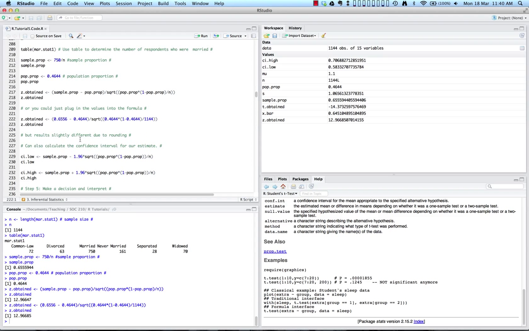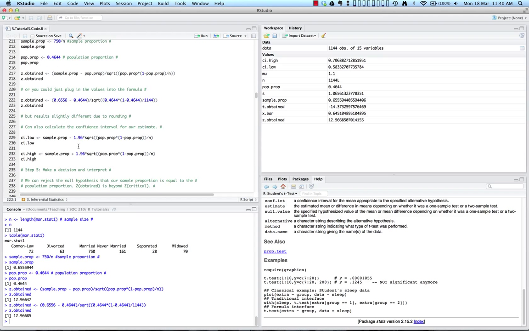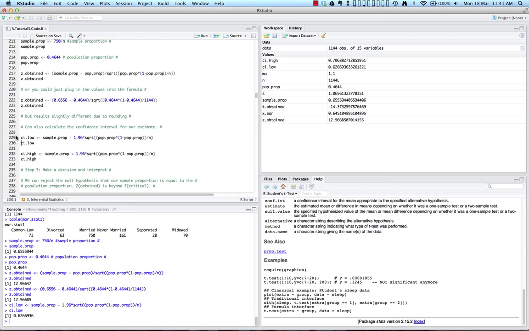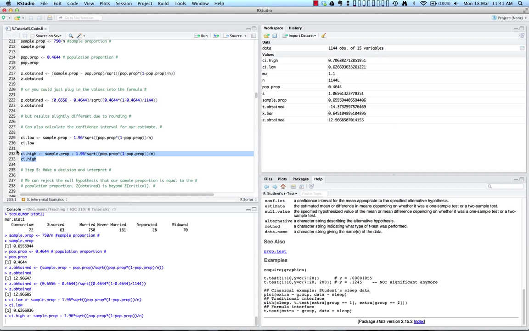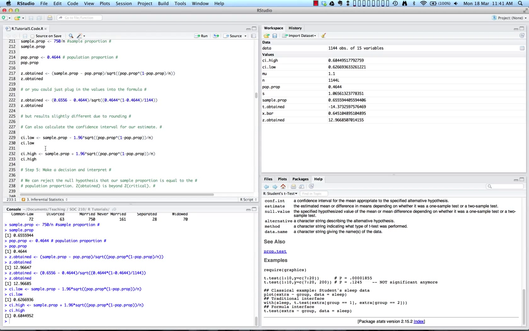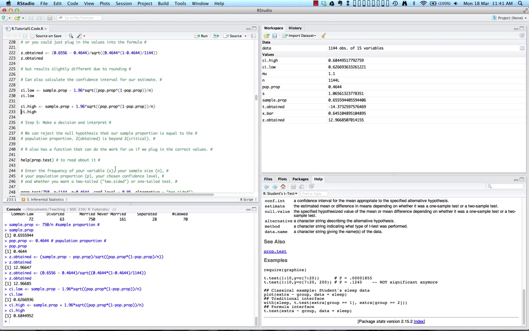And in addition to calculating our test statistic, we can again calculate confidence intervals for our estimates using our formulas that we know for calculating confidence intervals with population proportions. So we can see our confidence interval at our lower end and at our higher end, and that we can see that we have an interval of 0.63 up into 0.68 in this situation. Now that we've calculated our test statistics and our confidence intervals, we can move on to step number 5 and make a decision and interpret our results.